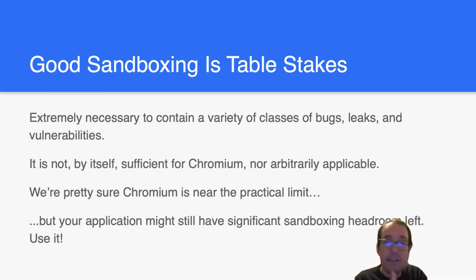One is that what limits a web browser running on mainstream operating systems might not be a limit for you, might not limit your application. You might be on a platform that's more amenable to fine-grained sandboxing, like maybe Linux. I'll talk more about that later. And although we're pretty sure Chromium is close to the practical limits of mainstream operating systems on mainstream hardware, your application might still have significant sandboxing headroom, so to speak. And I'd urge you to make sure you're using all of that first before going into other more difficult stuff.